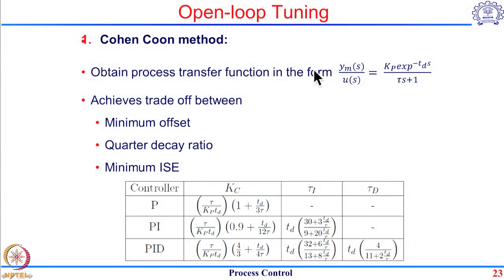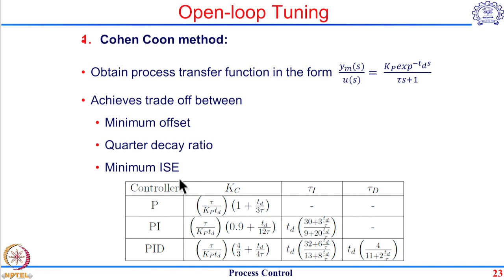I am saying this is a model because this is not how the process actually is. This is one way the process response can be represented, and then this open loop tuning will give you a guideline about how your controller parameters like Kc, tau I and tau d depend on the values of Kp, tau and Td. One of those methods is known as the Cohen-Coon method. It says that you obtain the transfer function in the form of this process reaction curve, Ym over u, equal to a first order plus dead time model, and then it tries to achieve a good trade off between minimum offset, quarter decay ratio and minimum integral of squared errors.